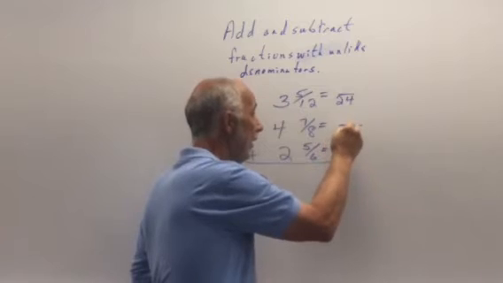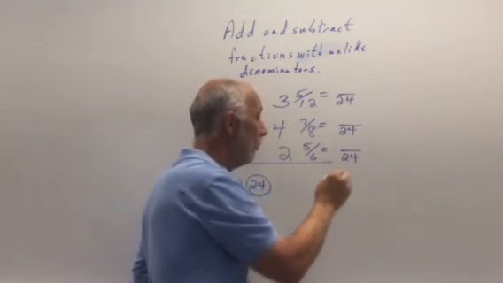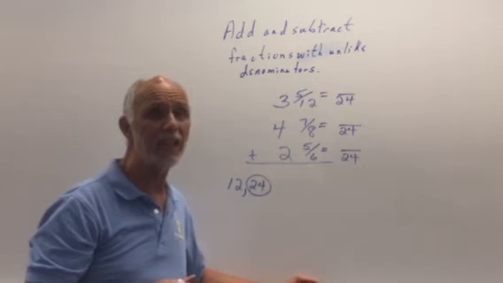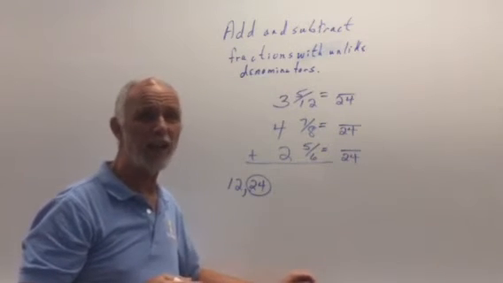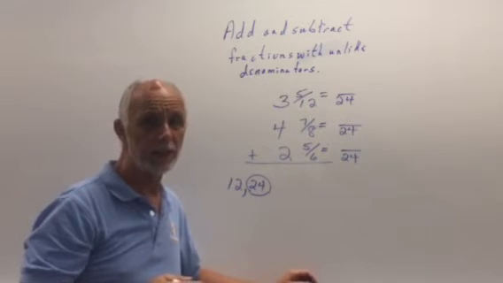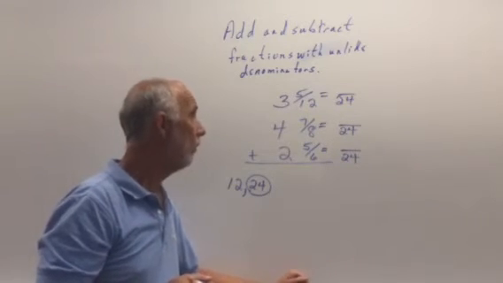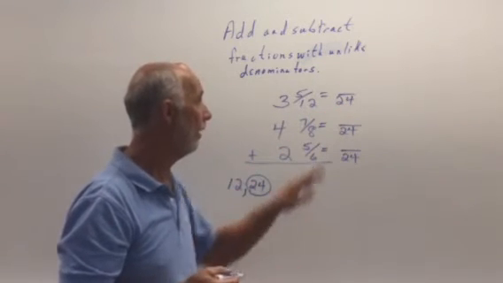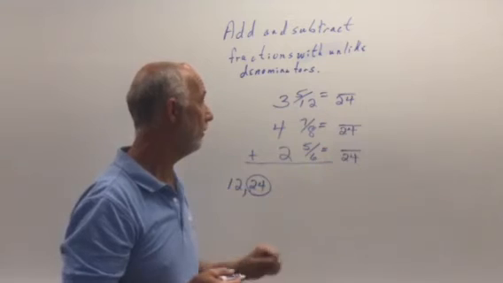And again, don't just multiply the numbers times each other to get the common denominator, because that would be insane. Your answer would be 500 and something, and you don't want an answer that big, okay? So again, now that I have the least common denominator, which is 24, I can find the missing numerators.